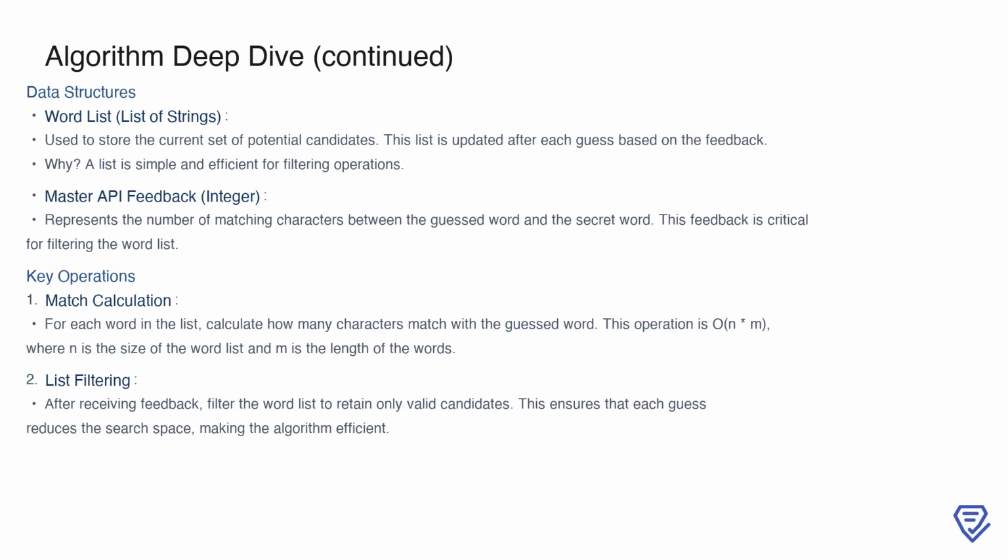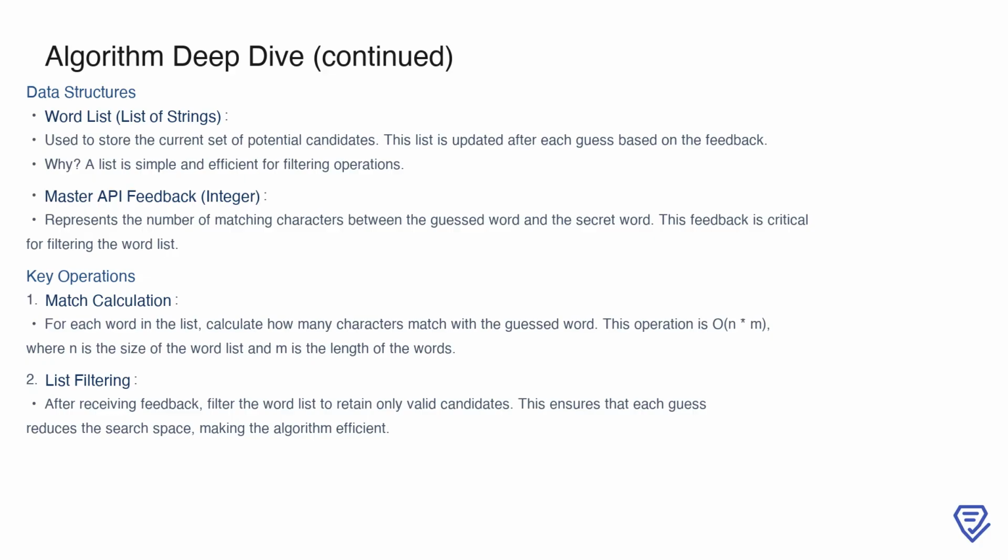The algorithm relies on two key data structures: the word list, which stores the current set of potential candidates, and the feedback from the master API, which indicates the number of matching characters. The word list is updated after each guess to reflect only the valid candidates based on the feedback. A simple list structure works well for this purpose, as it allows efficient filtering operations. The feedback is represented as an integer and is critical for guiding the filtering process.